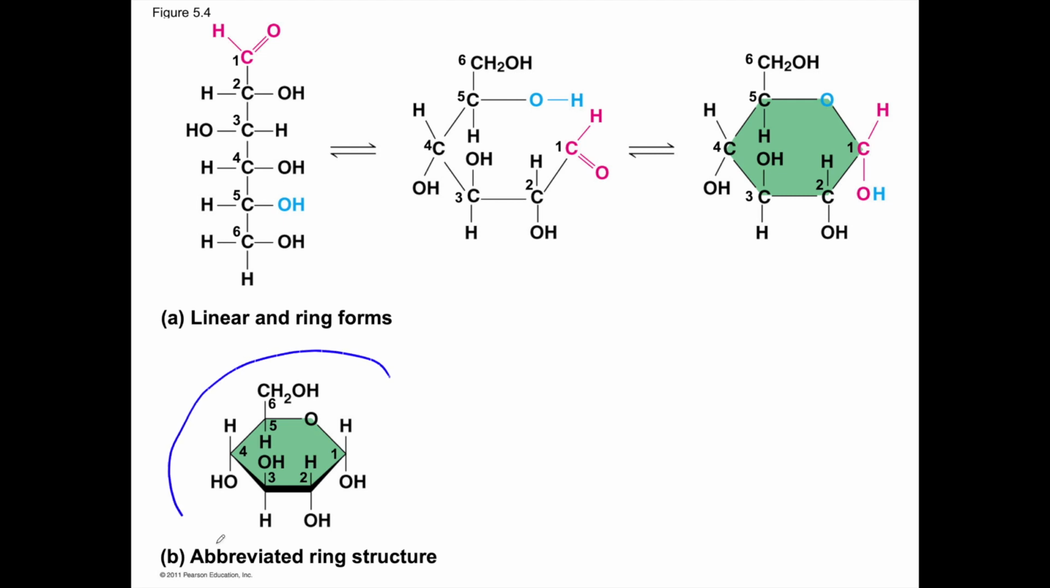More often, this is how you find it inside your cells, in this ring form. In fact, the rest of the time, it's going to be diagrammed as a little hexagon shape like this. So this is the monosaccharide we're going to focus on when we're talking about carbohydrates. So why are we going to focus on glucose in particular?